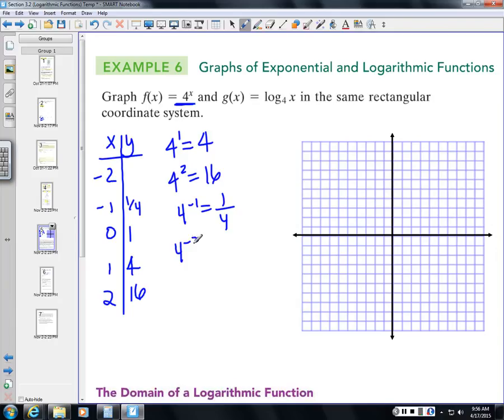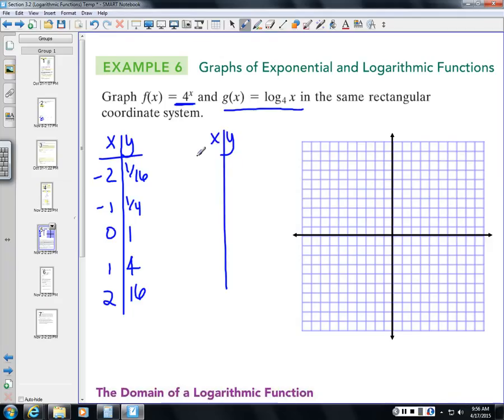And plugging in the -2 gives me 1 over 4 squared, which will give me the inverse of what I got for +2. Now, that's pretty simple arithmetic to be able to do that. If I just ask you to graph this log and we try to set up a chart and plug in numbers and do the exact same thing, how difficult would that be?